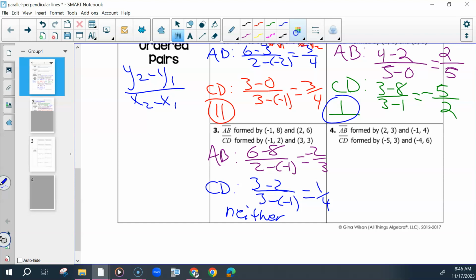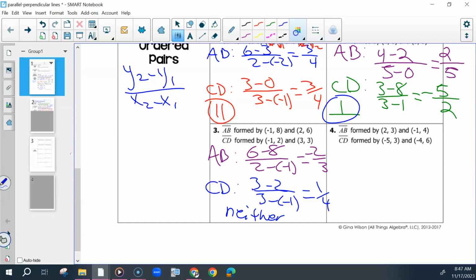But some other neither cases are, they look the same. So like I have 3/4 and negative 3/4. They have the same number, but one is negative, they're not parallel, neither. Or they look like they're perpendicular, let's say I had 2/5 and 5/2. They are flipped, but one is not negative. So those would also be a neither case. Okay. Questions on this process so far?